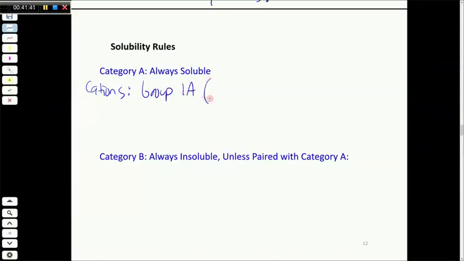So there's only one that's not outside of this. If you have an ionic compound that has lithium plus, sodium plus, K plus, rubidium plus, cesium plus, all of those cations that come from the first column of the periodic table, any ionic compound that has those in it is going to be soluble, and that's end of story.